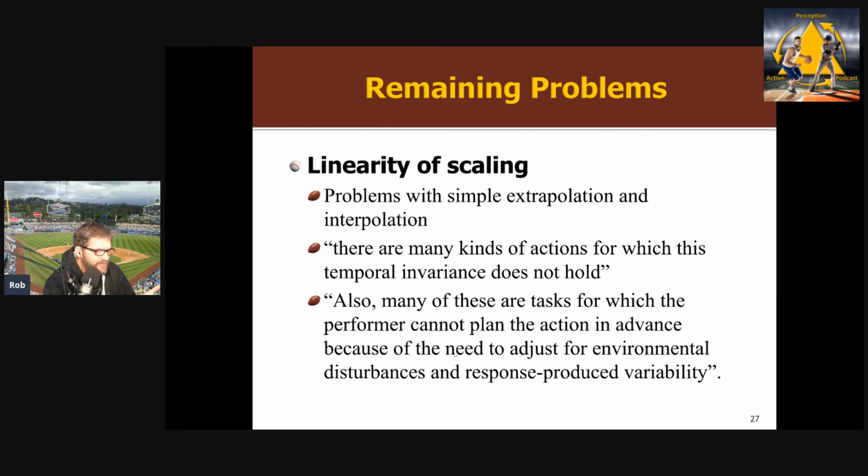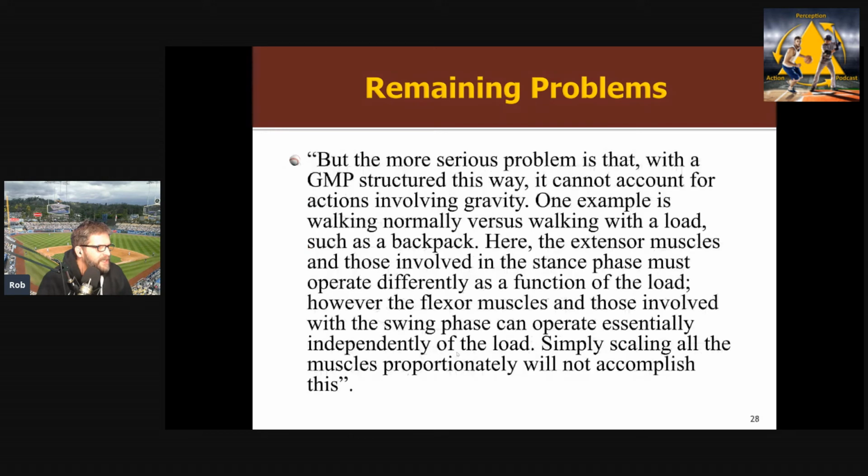This last quote really goes back to the computation problem: for many tasks, the performer cannot plan the action in advance because of the need to adjust for environmental disturbances and response production variability. This is Bernstein's problem, context-conditioned variability. The relationship between your movement and the outcome is going to change all the time. You would need a super, super complex model to take that into account.